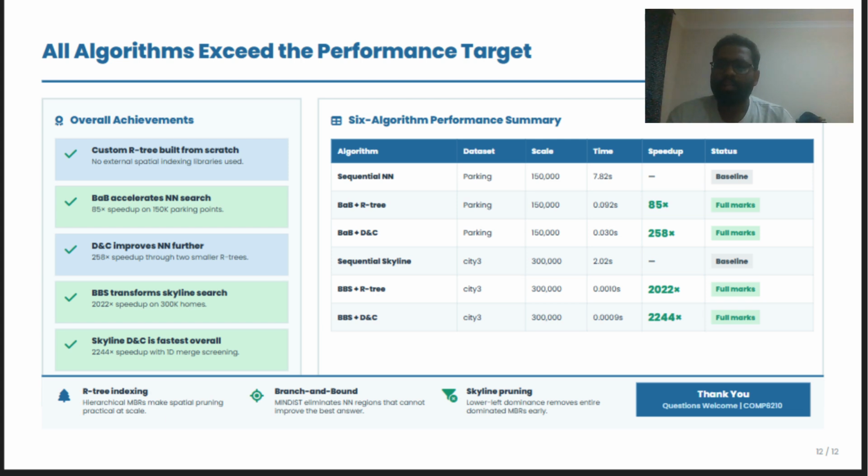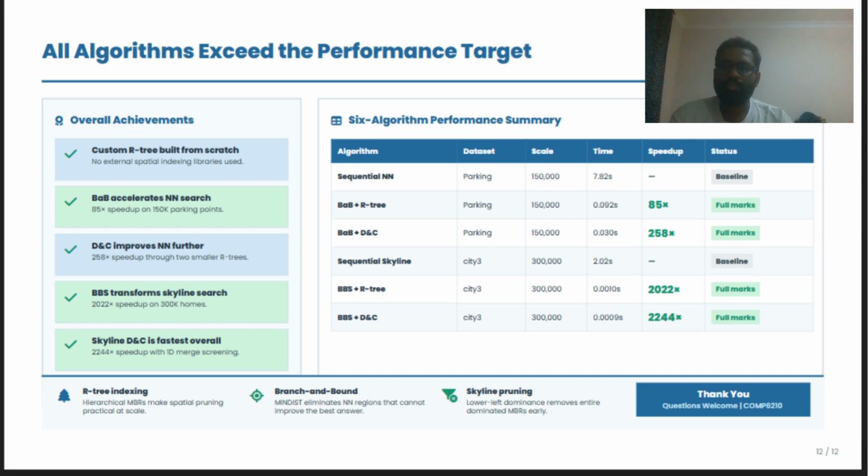So this slide summarizes our achievements. We built a custom R-tree from scratch without external libraries, implementing every insertion, split, overflow, and MBR update ourselves. Branch and bound achieved an 85x speedup by pruning regions using minimum distance. Divide and conquer increased this to 258x speedup through two shallower trees.